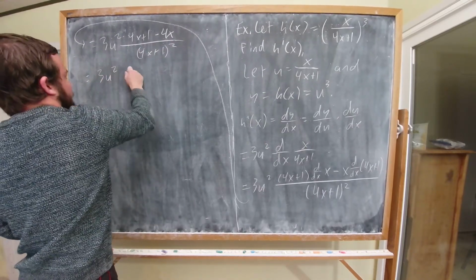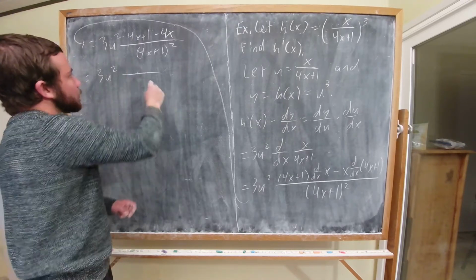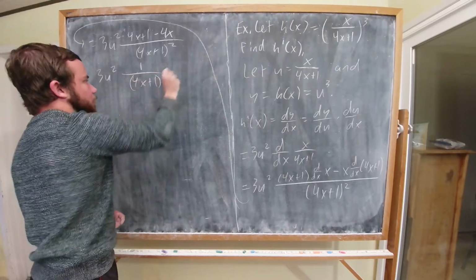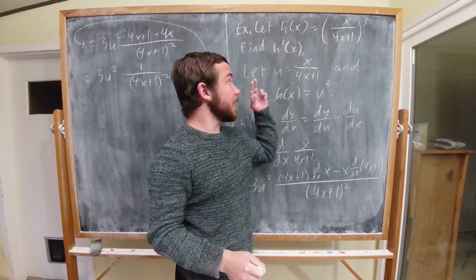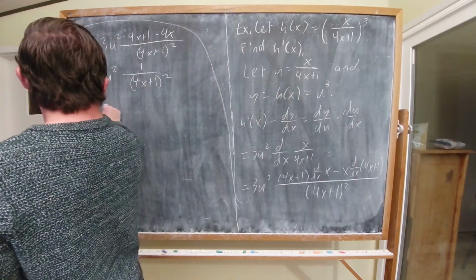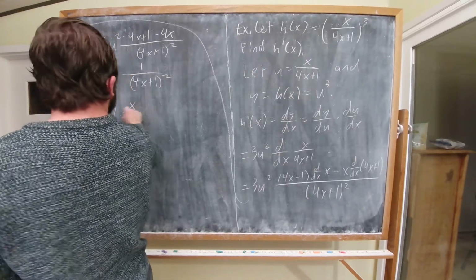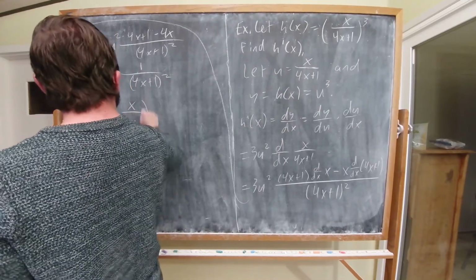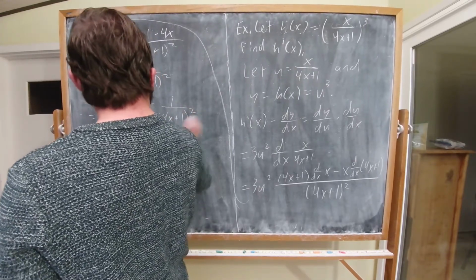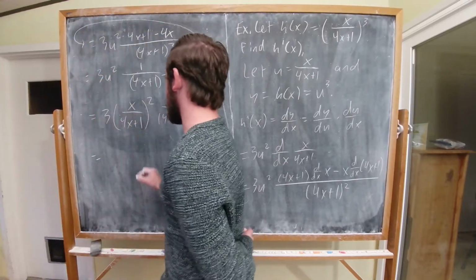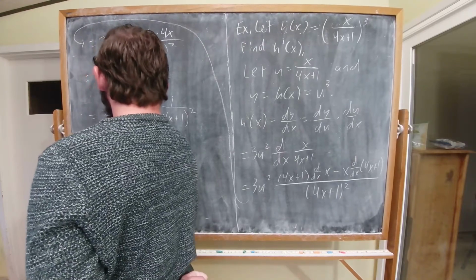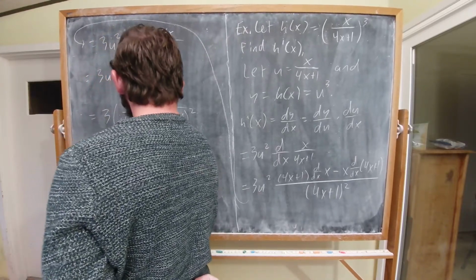That gives us 3u squared times 1 over (4x plus 1) squared. And now if we just plug back in what our u is, that's equal to 3 times (x over 4x plus 1) squared times 1 over (4x plus 1) squared. Doing all the nice fraction arithmetic gives us 3x squared over (4x plus 1) to the 4th power.